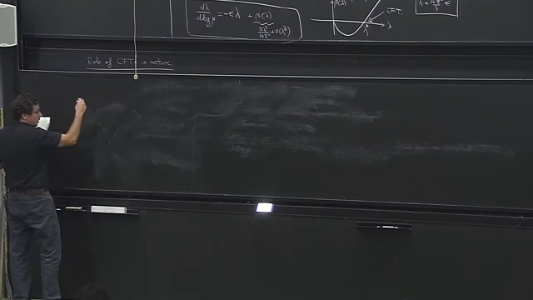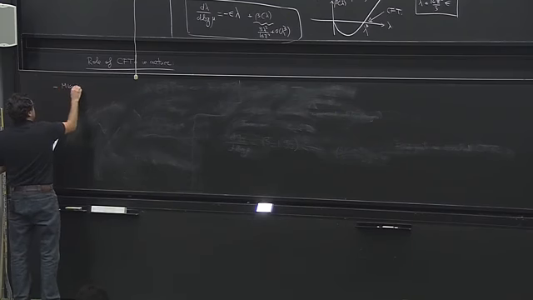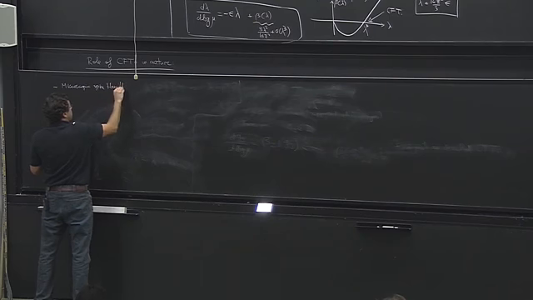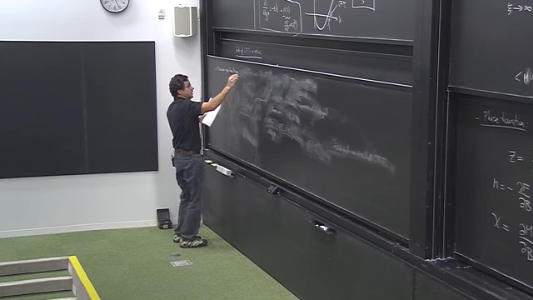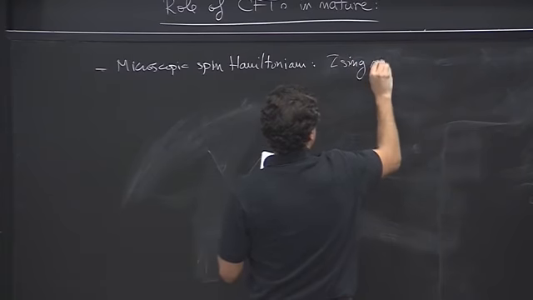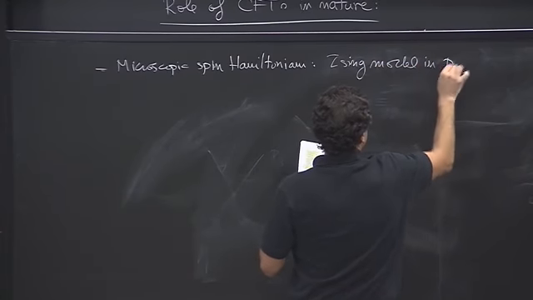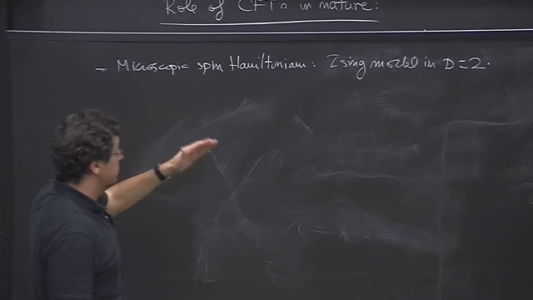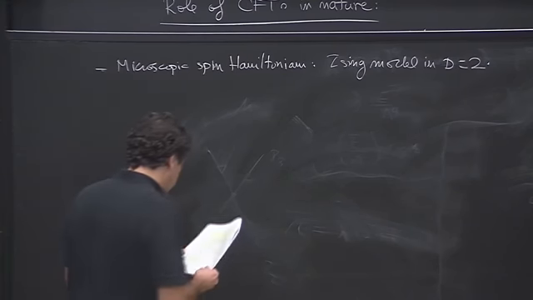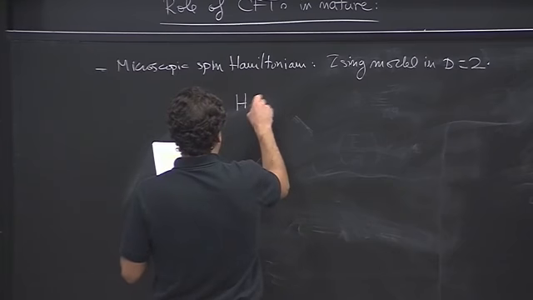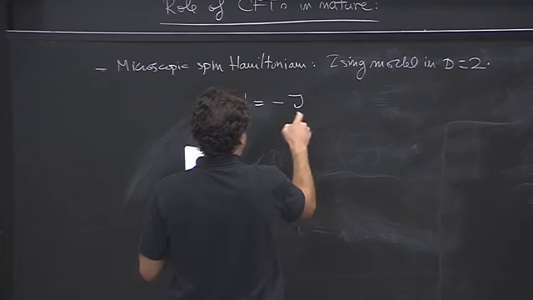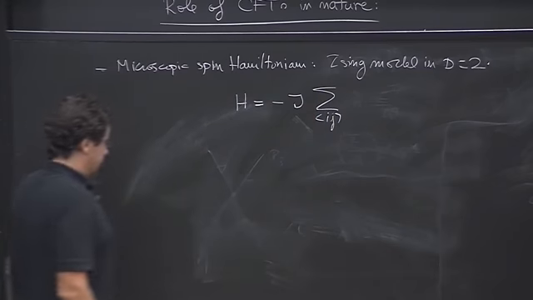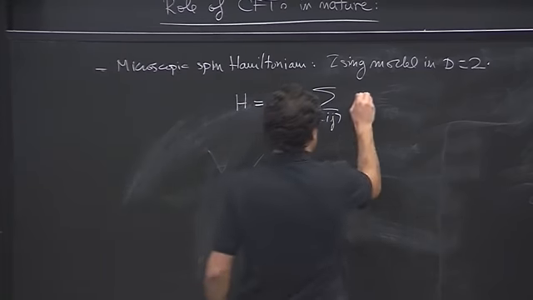So a nice example of a microscopic spin Hamiltonian that wants to describe the Curie transition is the Ising model in 2 dimensions. This historically also played a very important role in the interplay between condensed matter physics, field theory, and critical phenomena. And this is a system that has, as you know, a Hamiltonian of this type. So you have some energy per bond times the spin.